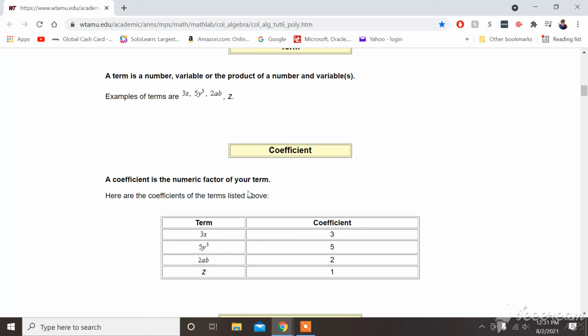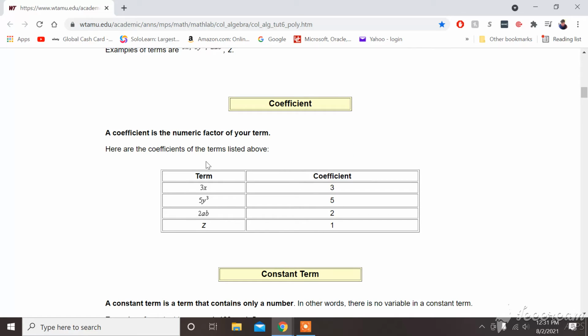The numeric factor of your term. Here are the specific coefficients for the terms listed above. Term, coefficient. 3x, 3. 5y to the third, 5. 2ab, 2. z, 1. The invisible one.